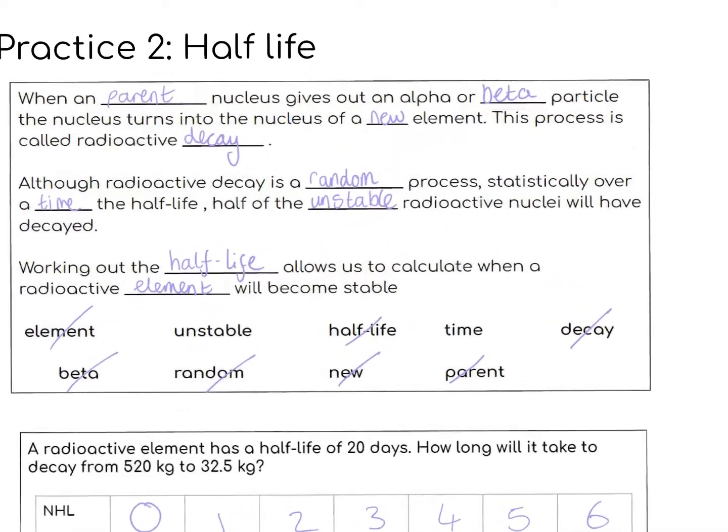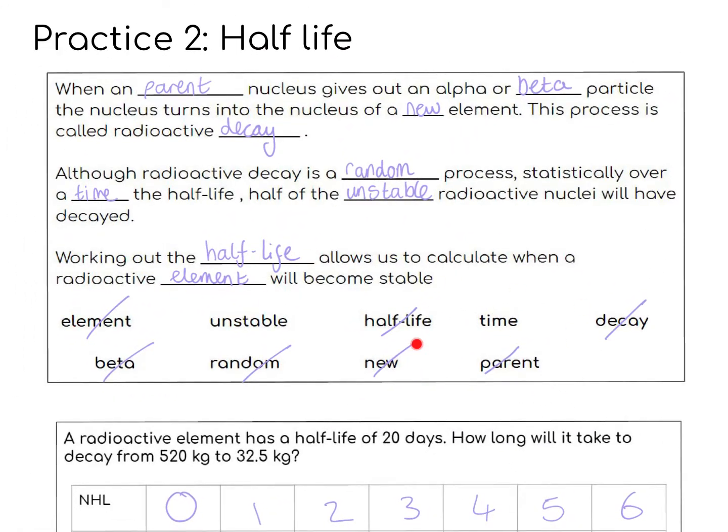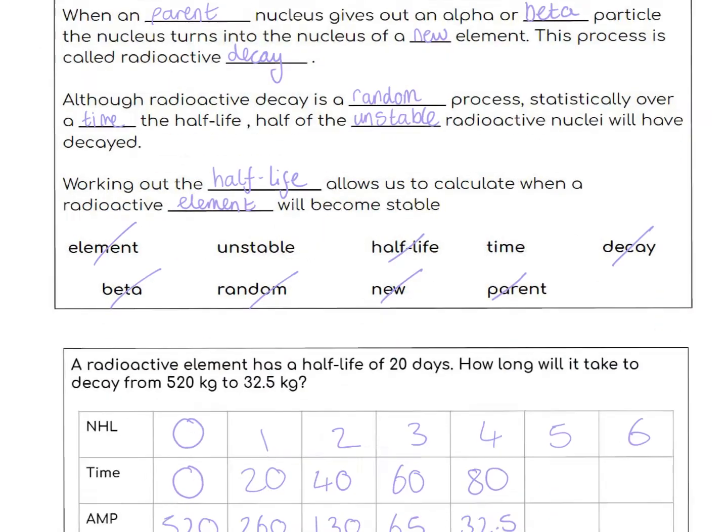Next question then asks you to fill in sentences using the keywords just to get your understanding of radioactive decay up. So when a parent nucleus gives out an alpha or beta particle, the nucleus turns into a nucleus of a new element. This process is called radioactive decay. Although radioactive decay is a random process, statistically over time, is the half-life. Half of the unstable nucleus will be decayed. Working out the half-life allows us to calculate when a radioactive element will become stable.